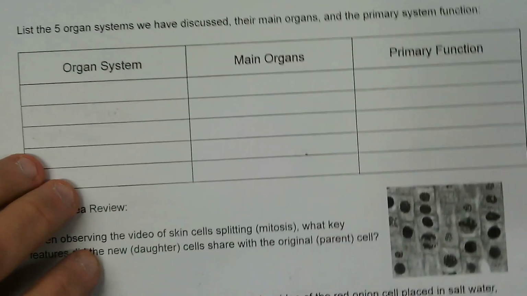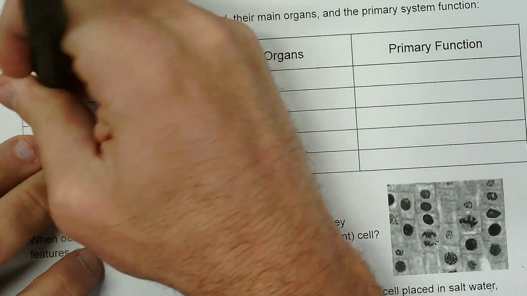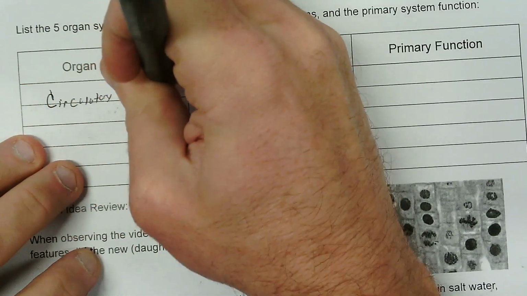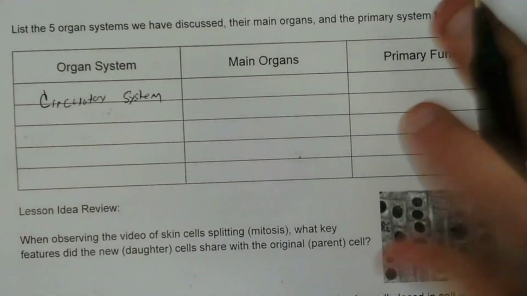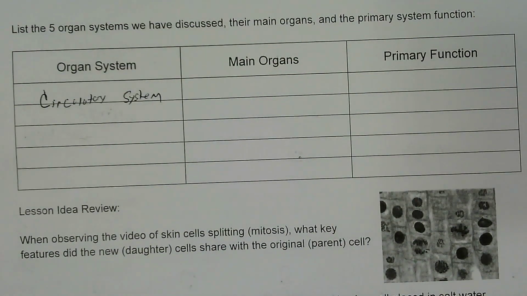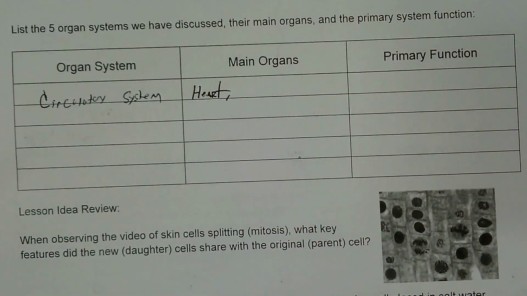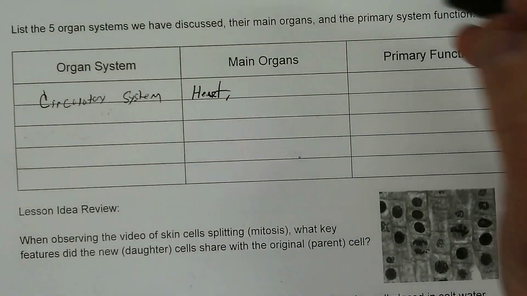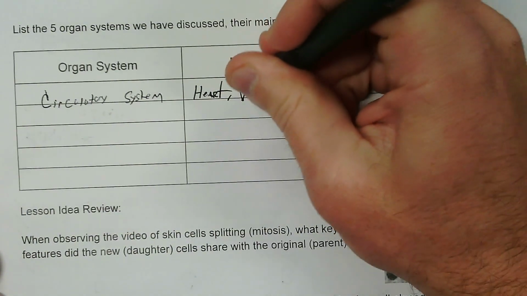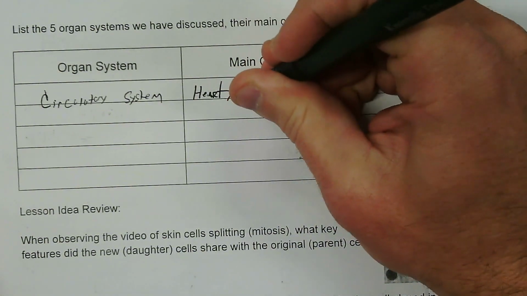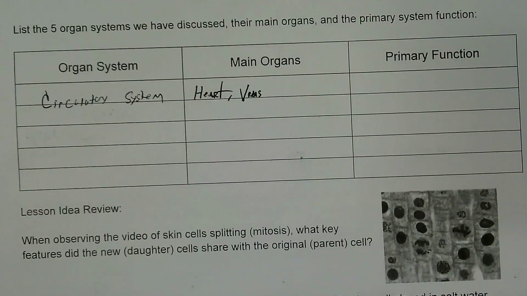Let's start with the circulatory system. What does it do? Well, we'll get to that. What are the main organs in the circulatory system? The heart is a big one. It is the pumper. It's the one that pushes everything out. Veins. They carry blood around the body, veins and arteries.